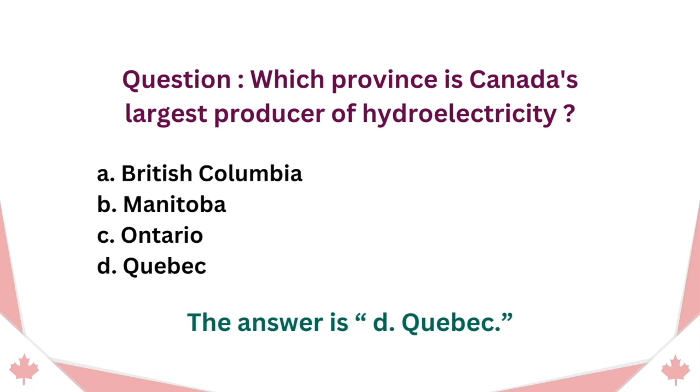Question. Which province is Canada's largest producer of hydroelectricity? A. British Columbia. B. Manitoba. C. Ontario. D. Quebec. The answer is D. Quebec.